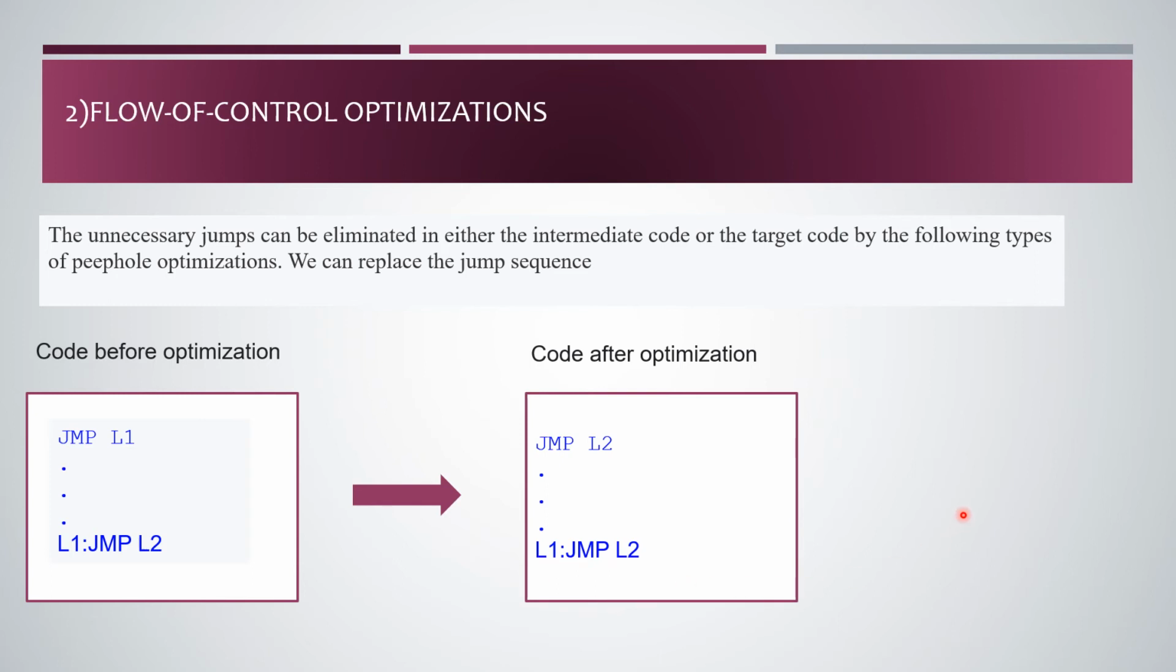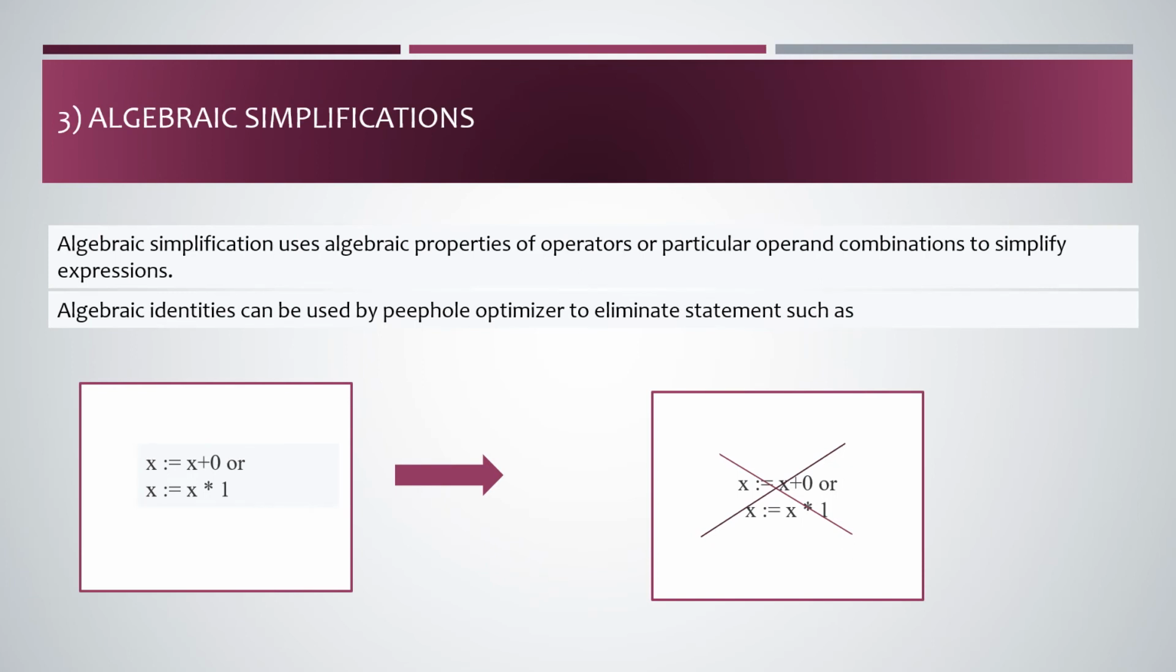So we'll go for the third characteristic, algebraic simplification. It uses algebraic properties of operators to simplify expressions. So the peephole optimizer uses algebraic identities to eliminate certain statements. Example, x is equal to x plus 0 means the same, or x is equal to x into 1 means the same. So such statements or expressions can be completely removed. We'll move to the next one.